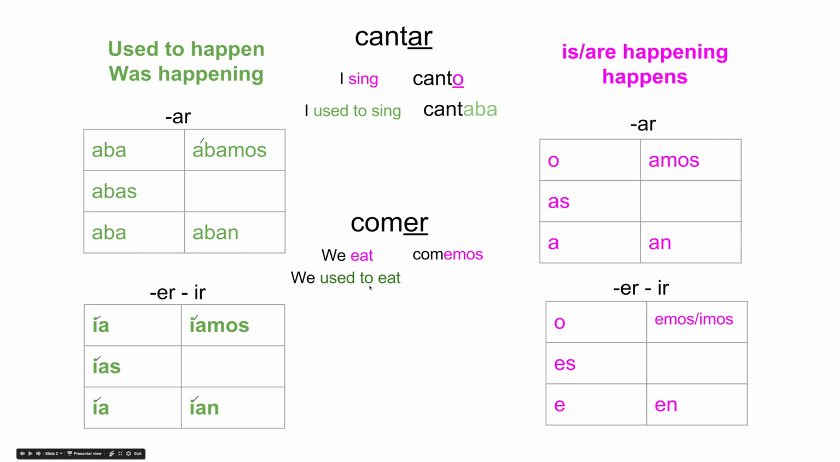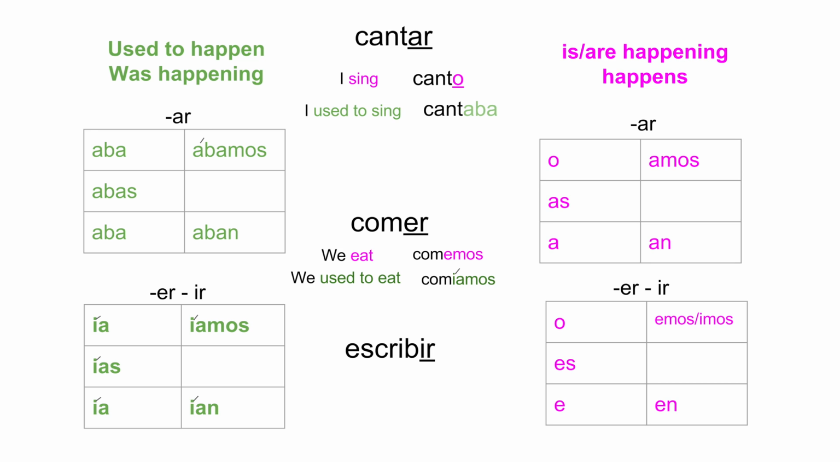Okay? Let's say we want to say we used to eat. So we used to, your brain is thinking, that's green. That's in the past tense. Used to eat. I can't use habamos because it ends in ER. I have to go down here. We live right here. Comíamos. Boom. And there again, you could put nosotros in front of that.